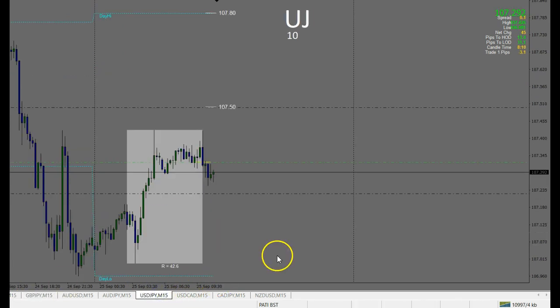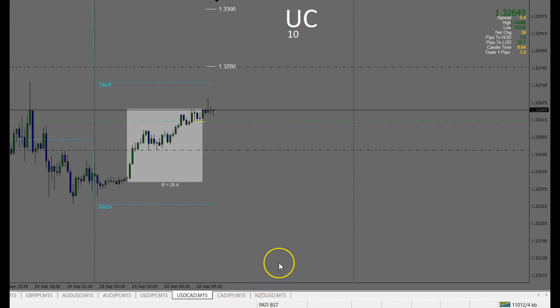So US dollar Japanese yen, still in the red, looking for that price to push back through that entry point that I've got in at and up towards that 50 level. US dollar Canadian dollar, bit of sideways action here, still slightly in profit, but nothing spectacular. And that's pretty much the overall picture this morning. Not a great deal of movement happening across the board.